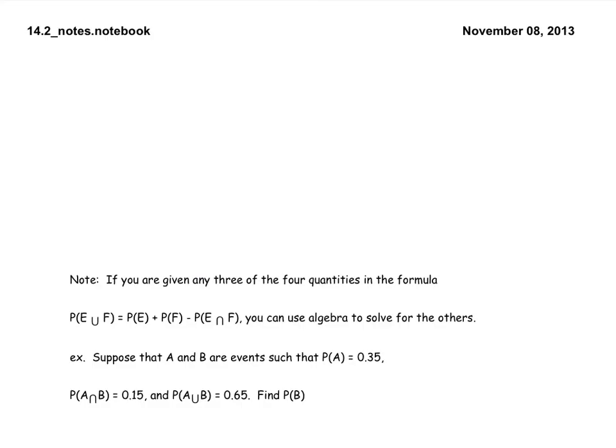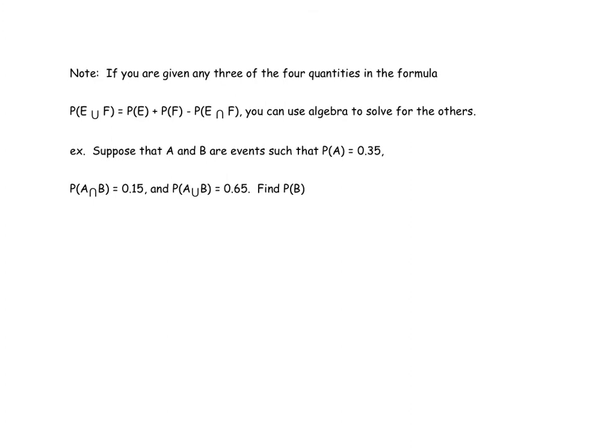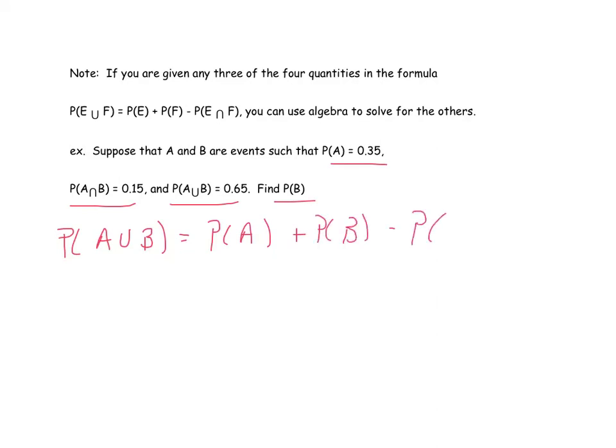If you're given any three of the four quantities in the formula, you can use algebra to solve for the other. So suppose, for example, I'm given that the probability of A is 0.35, probability of A intersect B is 0.15, probability of A union B is 0.65, and I want to find the probability of B. So first I'm going to write the formula out again. So I have probability of A union B is probability of A plus probability of B minus probability of A intersect B.